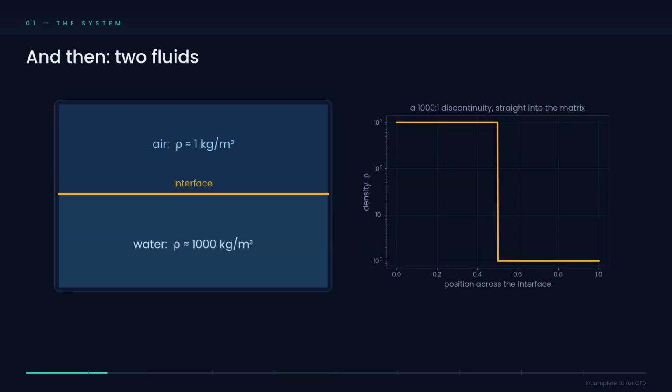Now add a second fluid. Air and water in the same mesh means a density ratio near 1000 to 1 and a viscosity ratio near 50 to 1, and both of them jump discontinuously across the interface. That jump lands directly in the matrix coefficients. Keep this picture in mind. We will come back to it when things break.